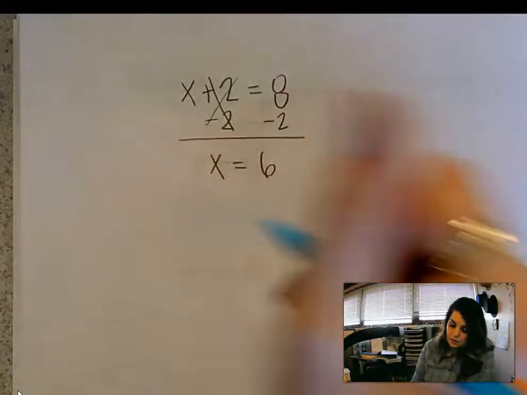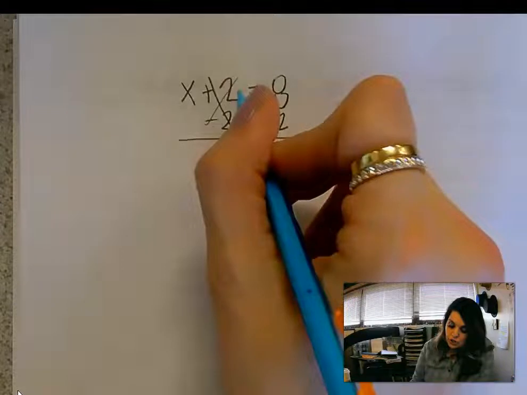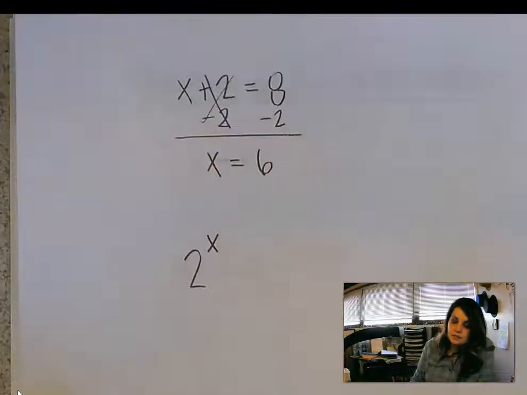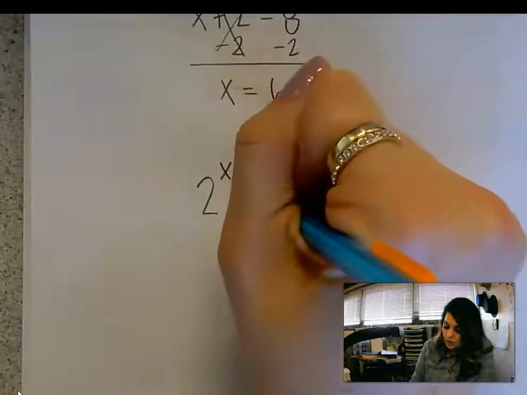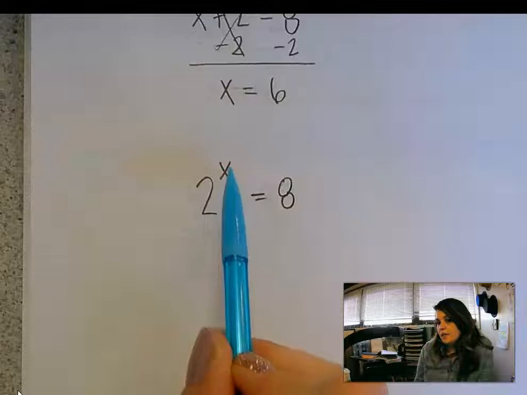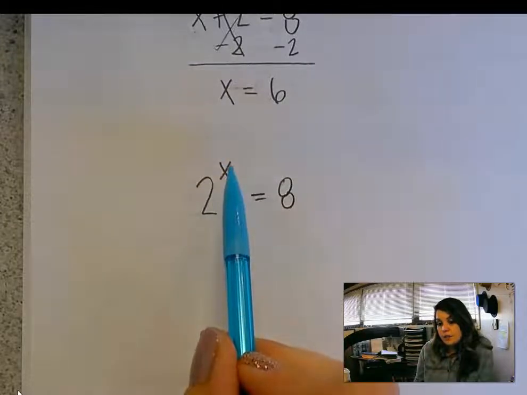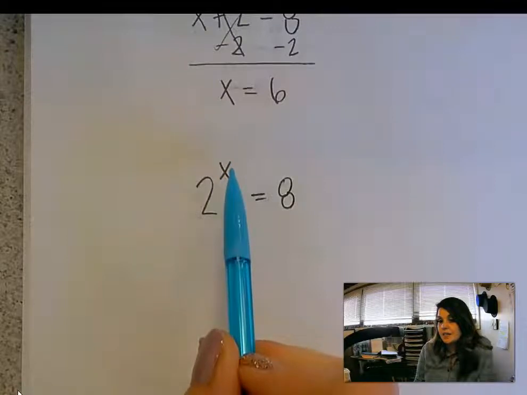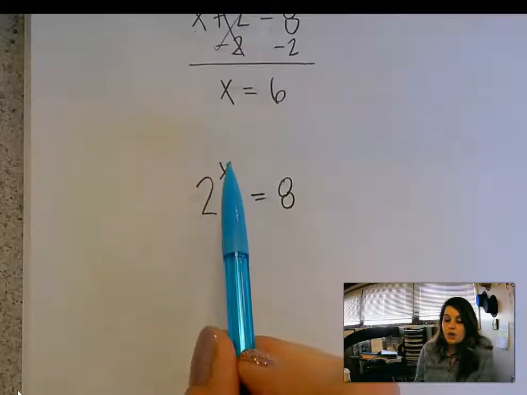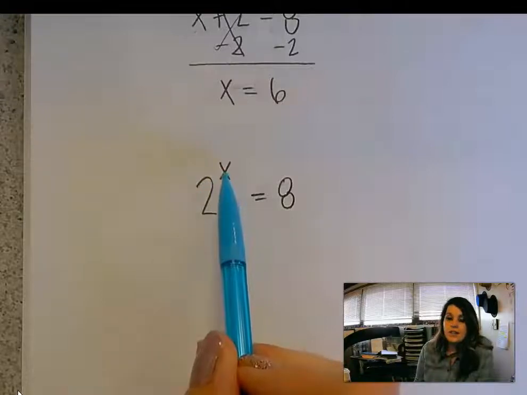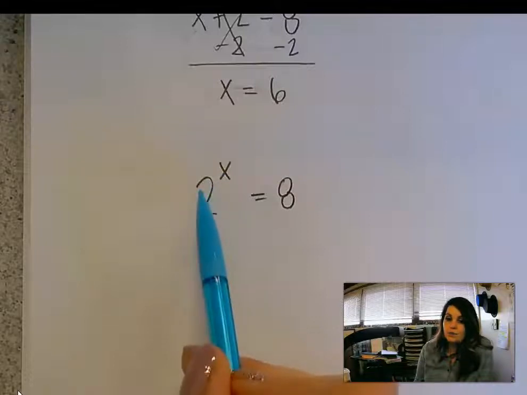Now let's change it up a little bit. Instead of x plus 2, let's say 2 to the x. And that's still going to equal 8. So now you have your x up in the exponent position, and we haven't learned ever how to solve an equation when the x is in the exponent position, because we have to know how to get it out. We have to know what is the inverse of a base 2 exponent.